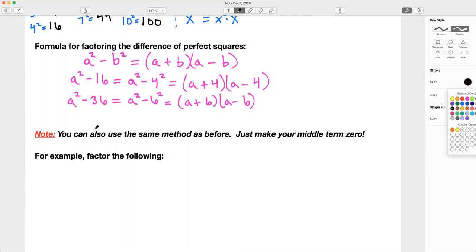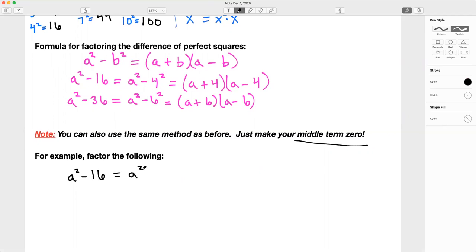Let's take, for example, a squared minus 16. How would we do this the old way? Well, we have to give it a middle term, right? So what is the middle term? Here it is, watch. You can also use the same method as before, just make your middle term 0. So that means this: a squared plus 0a minus 16. Okay, and trust me, this will work. Let's use our method as before.